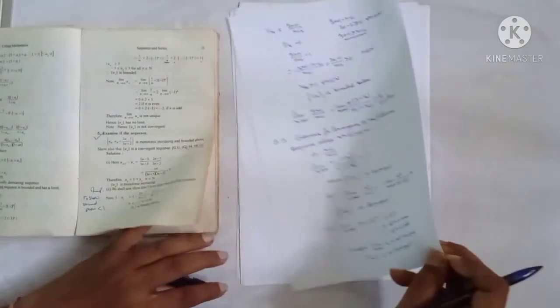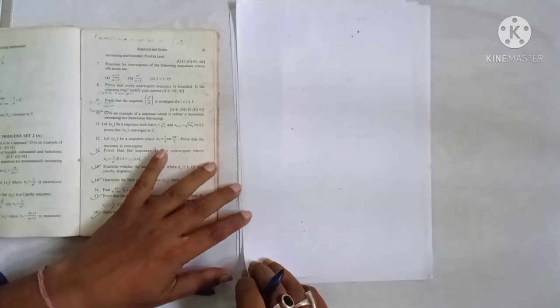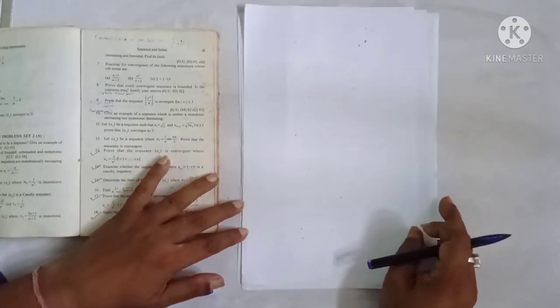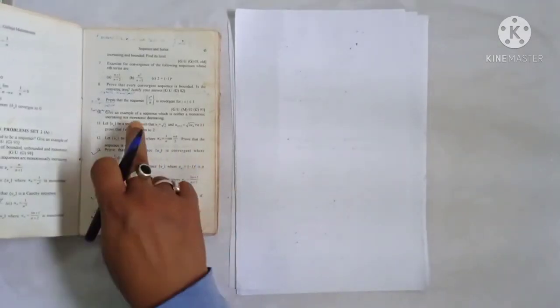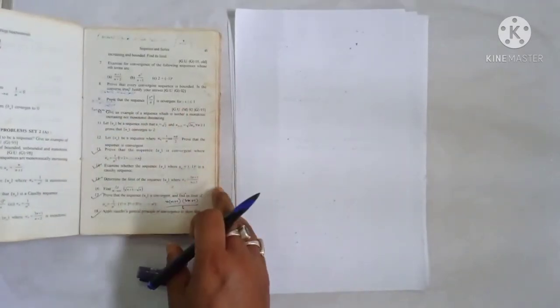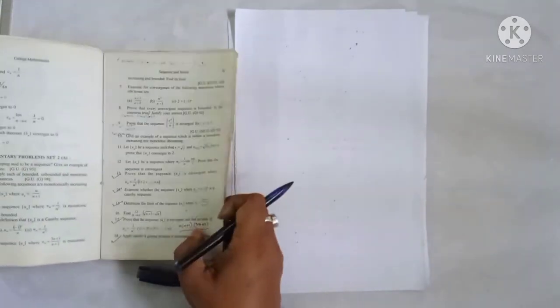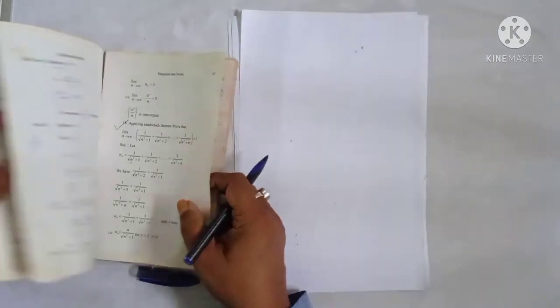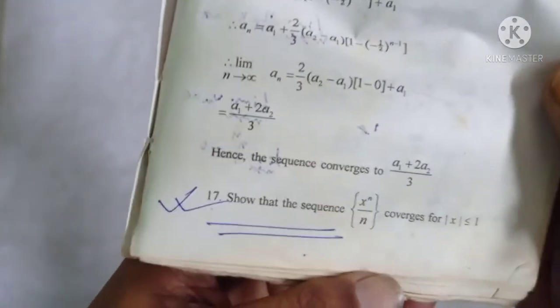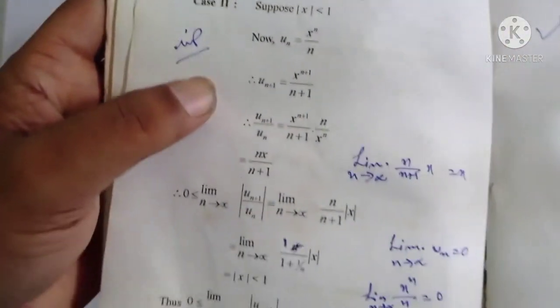Now your next question, every convergent sequence is bounded, is all given in your book. Prove the sequence, this is also solved in your book. Question number 9 is solved in your book, the same question. Modulus x less than or equal to 1 is solved here in your book, so you can do it from here itself.